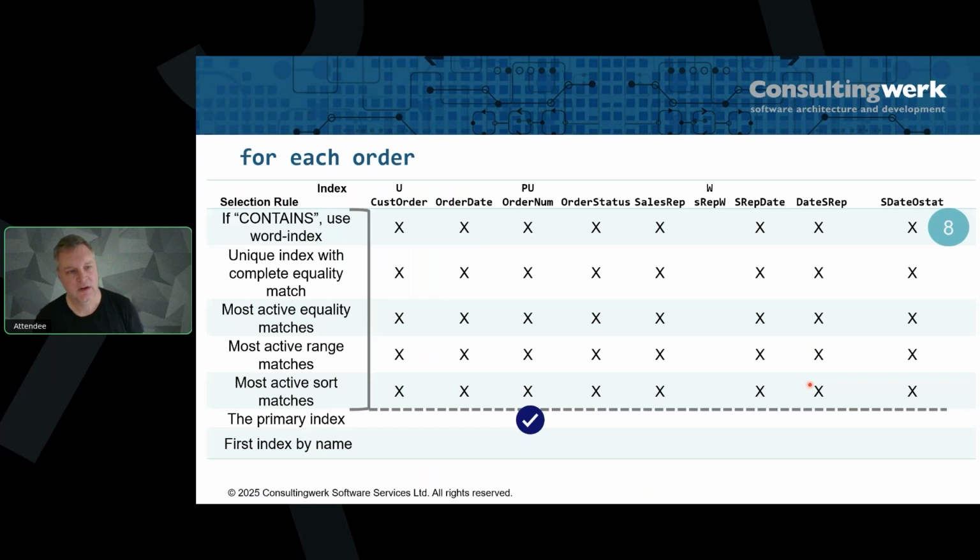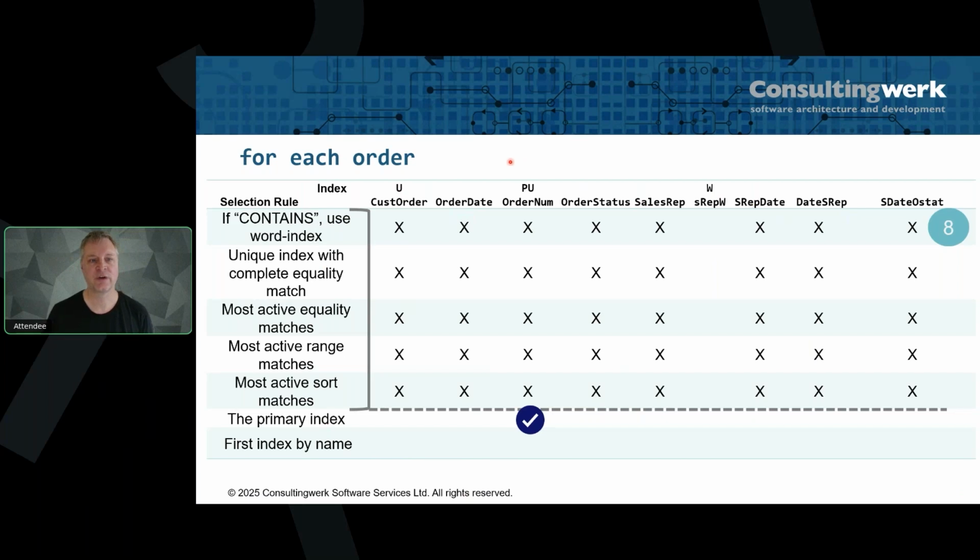Okay, so onto our worksheet, right? So the rules on the left here, I've got this dotted line, which is the first 6 are the hard workers. The last 2 are just tie breaks, really. Indexes are on the top: unique, cust order. The fields are pretty much in the index name, so we should be able to figure that out. Primary, unique, and a word index.